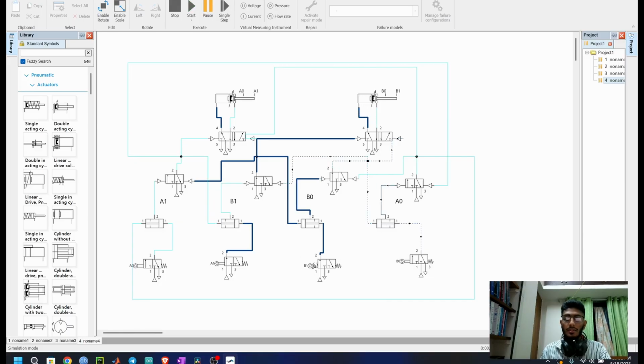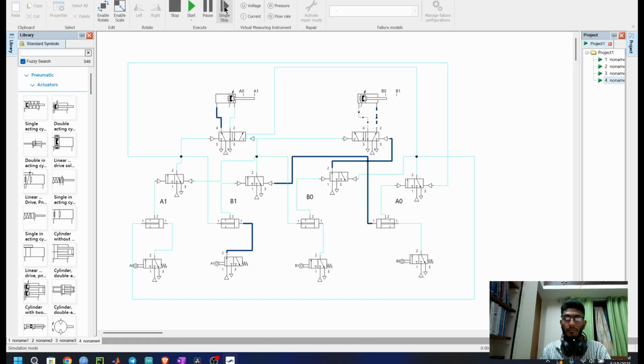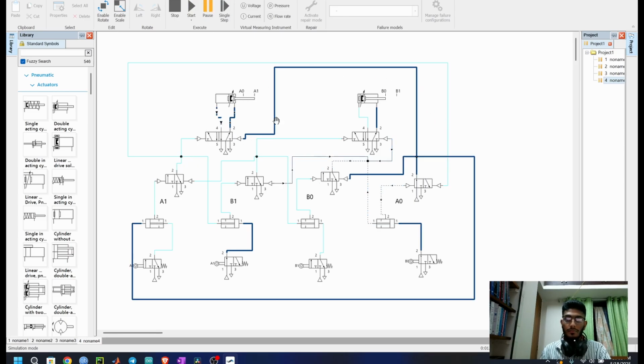This 3 by 2 DCV's limit switch will sense that and this AND valve will initiate and a flow will go here and B minus will occur. See, B minus is happening. So after B minus, this 3 by 2 DCV will actuate, a flow will go here and A0's 3 by 2 DCV will initiate A0 position. See, A1 to A0 is happening.